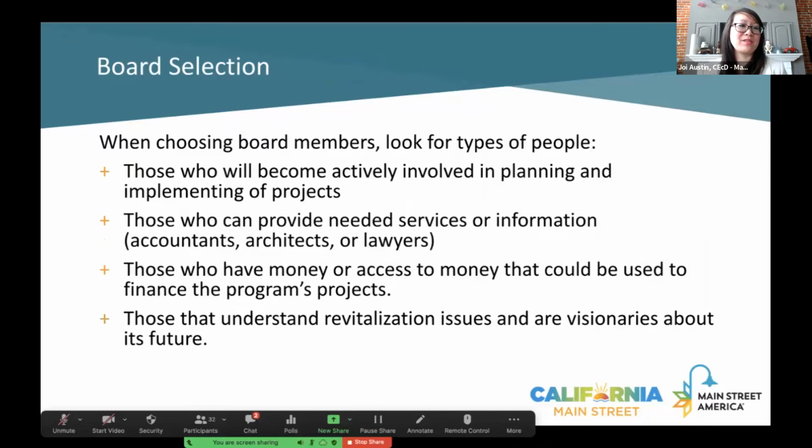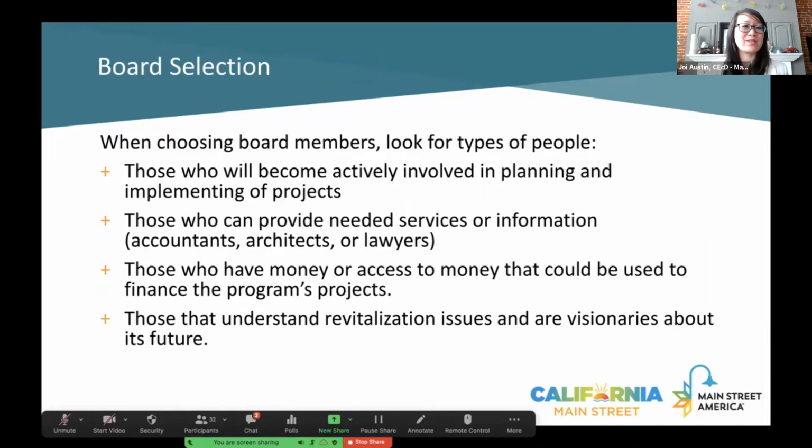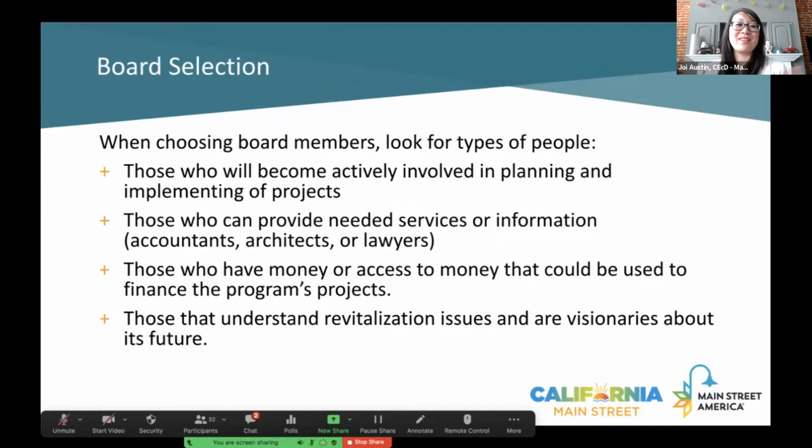And then when you choose those board members, again, look for different types of people that will become actively involved in that planning and implementation, or the strategy for that matter. So, one step before the strategy and vision, and then planning and implementation. Look for those people who can really provide those services, or who have money or access to money and want to invest in those programs and projects. Where do their passions lie? That is also the very nice thing, I think, about the Main Street program: there are so many different avenues and you can hit so many different people's passions. But you really want them to understand some of the challenges that you have in your community and to be visionaries for the future. So those are just some of the things to consider when you're looking at board members.